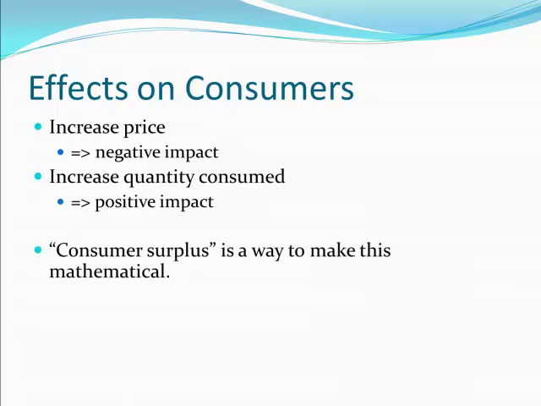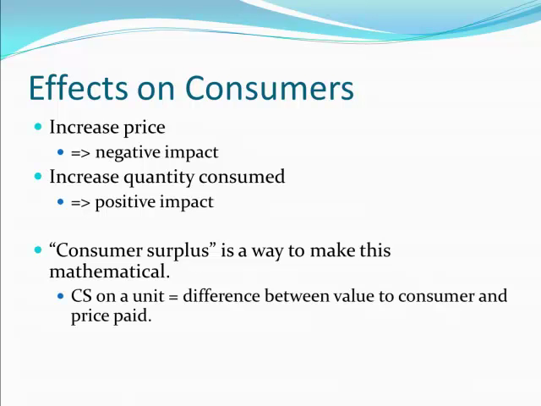Now, one way that we can make this very precise and mathematical is using the concept of consumer surplus. The consumer surplus on a particular unit is really just the difference between the value to the consumer and the price that is paid by the consumer. So if I as a consumer believe a particular shirt is worth $15 and I'm only asked to pay $12, the consumer surplus on that particular shirt is $3. That's the difference between the value, 15, and the price of 12. So when we look at the whole, we can then take the consumer surplus on each individual unit, add them all up, and that tells us the total consumer surplus.